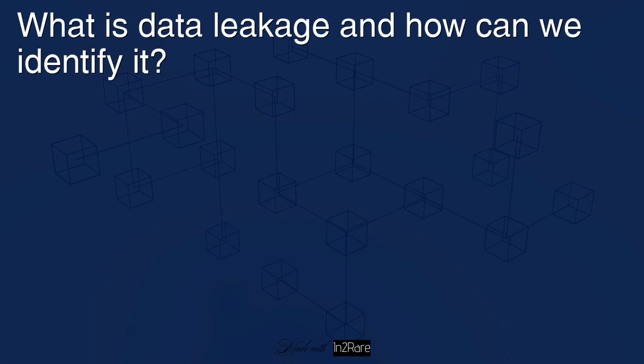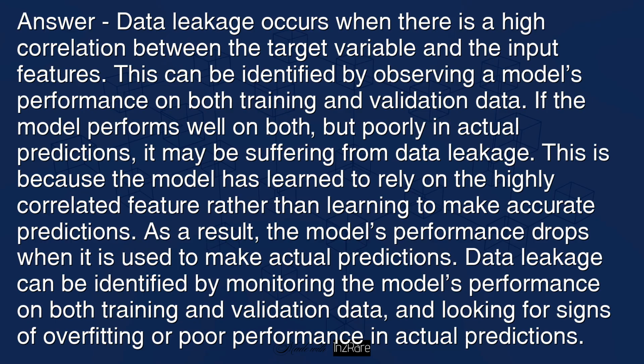What is data leakage and how can we identify it? Answer: data leakage occurs when there is a high correlation between the target variable and the input features. This can be identified by observing a model's performance on both training and validation data. If the model performs well on both, but poorly in actual predictions, it may be suffering from data leakage. This is because the model has learned to rely on the highly correlated feature rather than learning to make accurate predictions. As a result, the model's performance drops when it is used to make actual predictions.